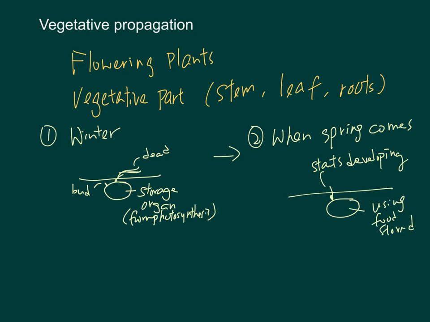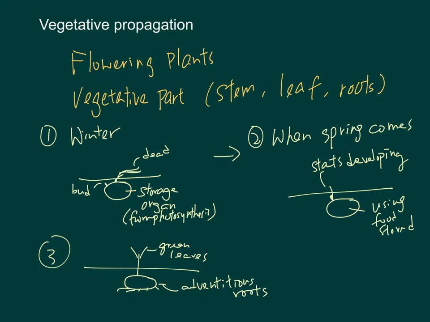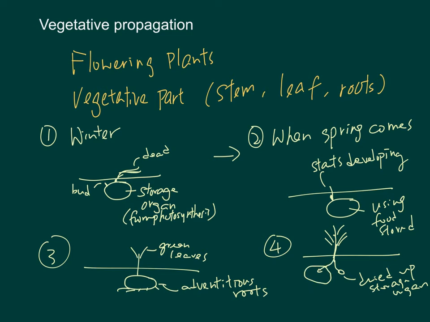It will start developing using the food stored in the storage organ, for example, a potato. It will continue to develop until it has green leaves. When it has green leaves, it can do photosynthesis to provide its own food. It will also have adventitious roots to absorb water from the soil. The plant continues to develop, and as the storage organ uses all its food to provide for the plant, it will dry up. The new leaves formed in this new plant will carry out photosynthesis to store food in a new storage organ. This new storage organ can provide the food needed for the next round of vegetative propagation for the new plant when it is about to reproduce.